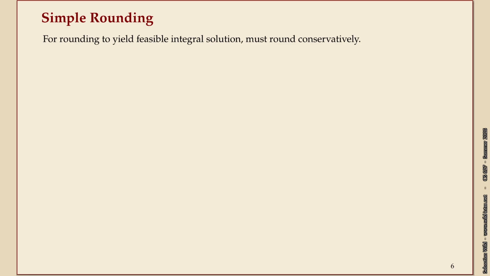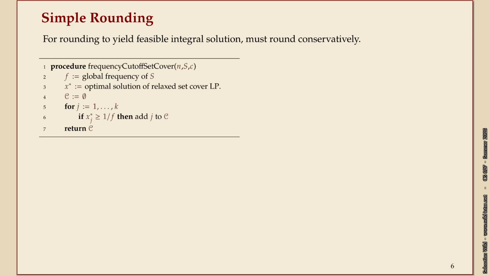One option is to just round so conservatively that we're going to guarantee the solution is a feasible solution for the integral, for the integer linear program. And one way to do that is to take this frequency of any of the elements. So what's the largest number of sets that any element occurs in?